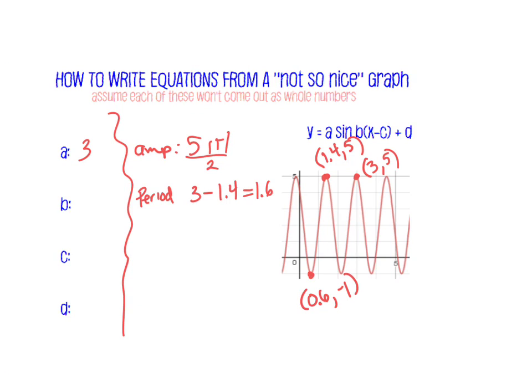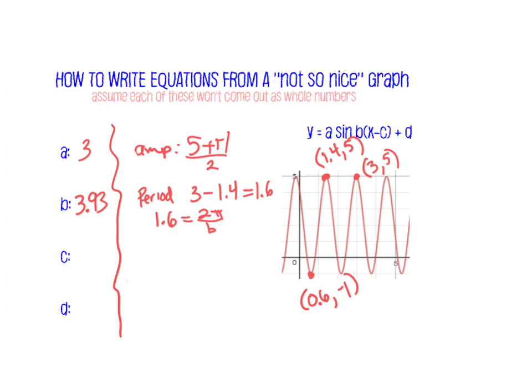Nope. What am I going to do to find the period? All right, you got to do the formula. The period, which is 1.6, is equal to 2 pi over B. Go solve for B. Tell me what you get. You should have gotten a 3.93 for that.